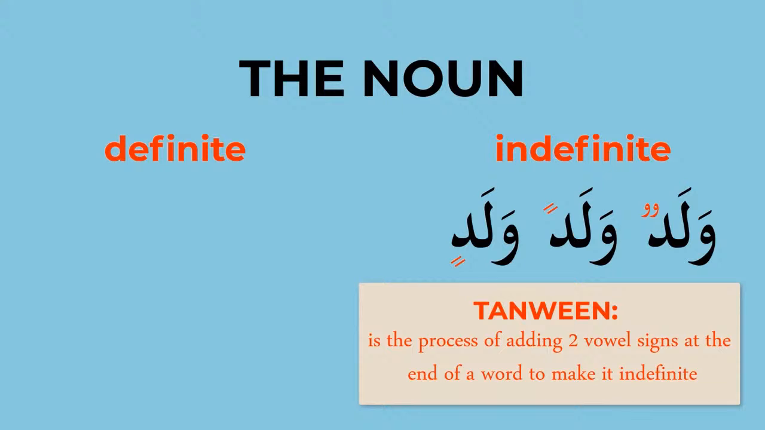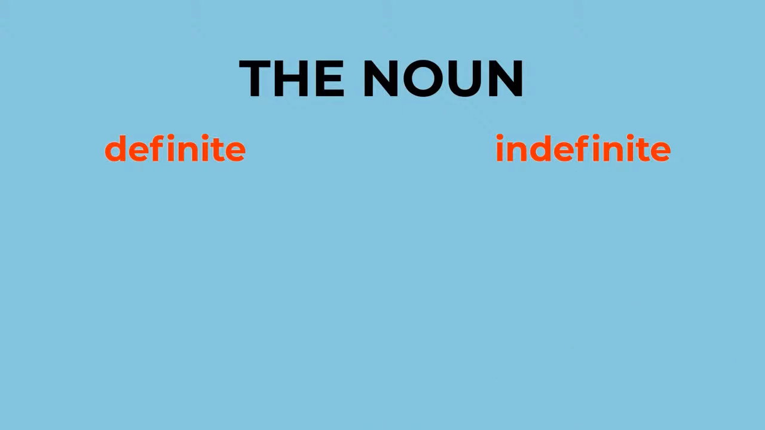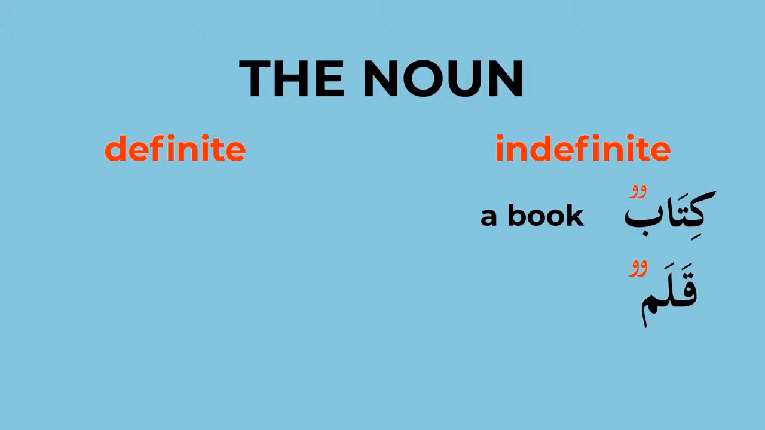Are you with me? If I say kitabun, what is the English? A book. If I say kalamun, a pen. If I say baitun, a house.